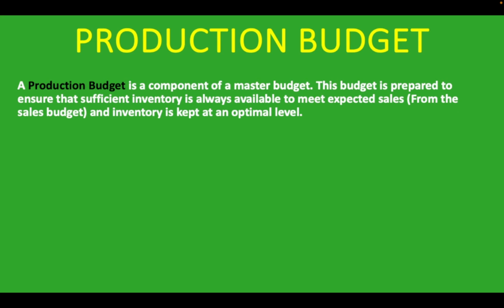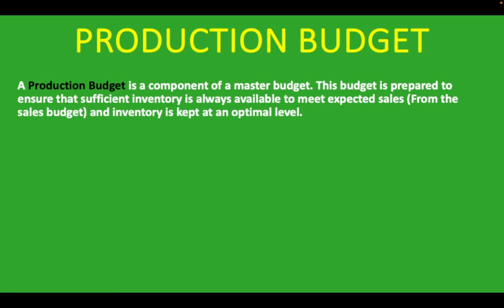But what is a production budget? A production budget is a component of a master budget. Remember, there is what we call a master budget, which has got a number of budgets within it, one of which is the sales budget that I've just alluded to, the cash budget, and many more other budgets that fall within the master budget. So this is one of those where you're preparing the master budget for the entity and you have to prepare all these budgets. So the first one you always prepare is the sales budget, and then you have also what is called the production budget. This budget is prepared to ensure that sufficient inventory is always available to meet expected sales.